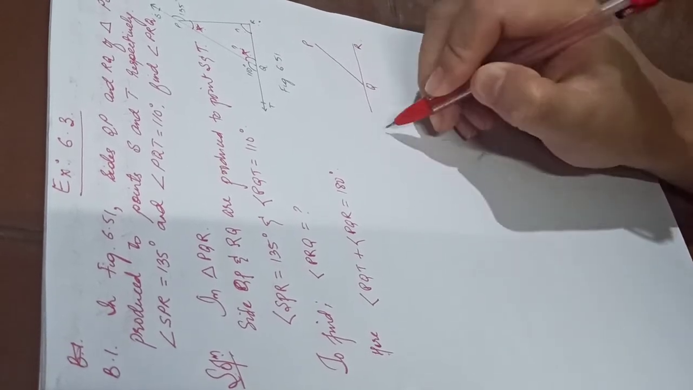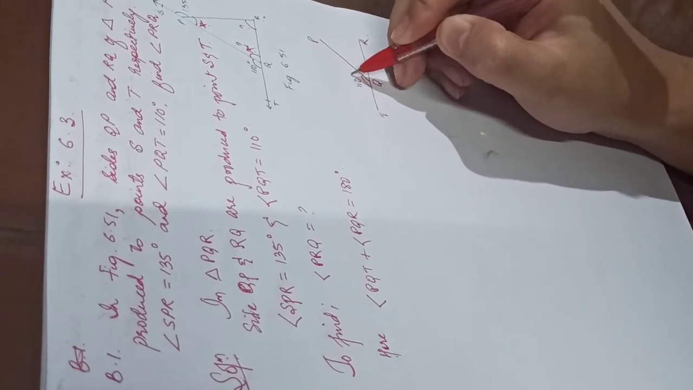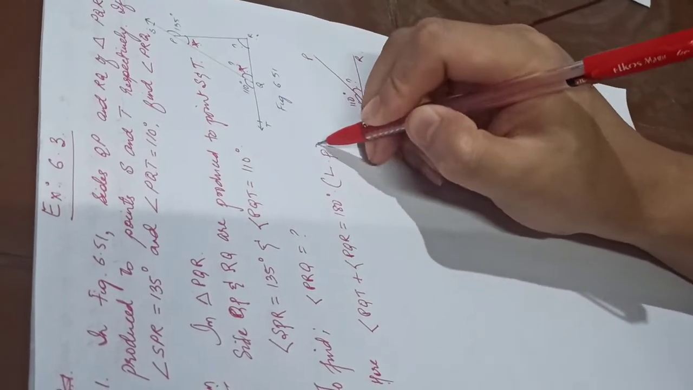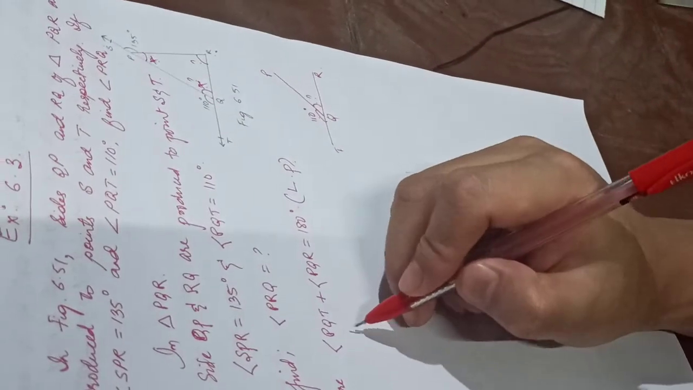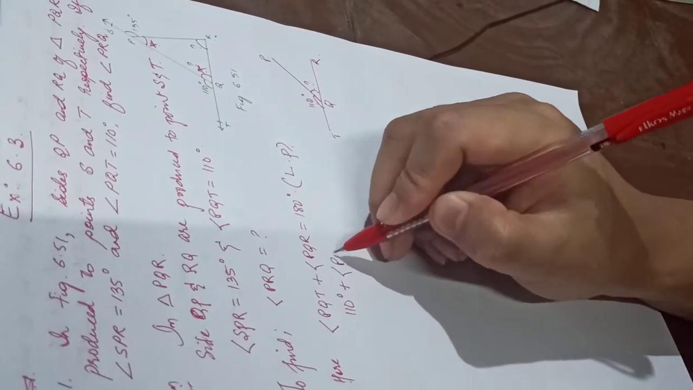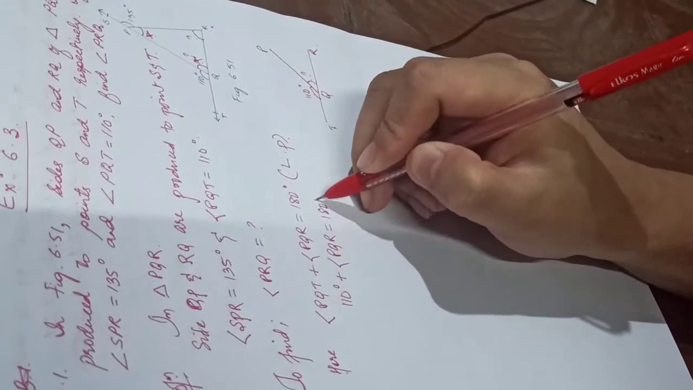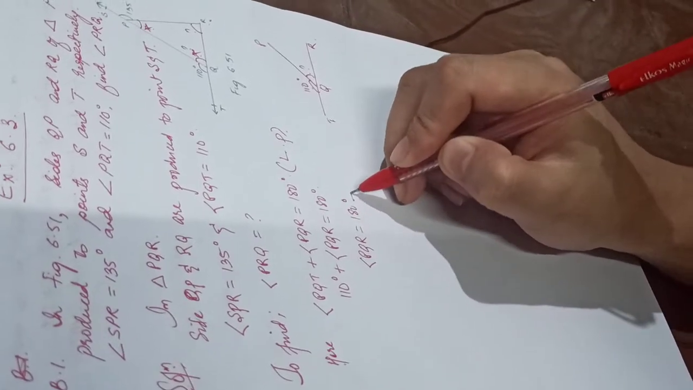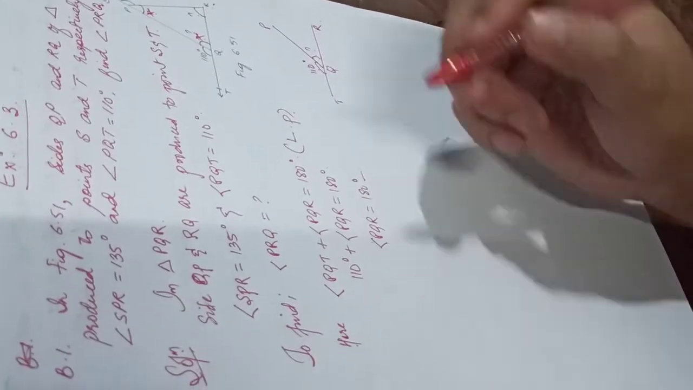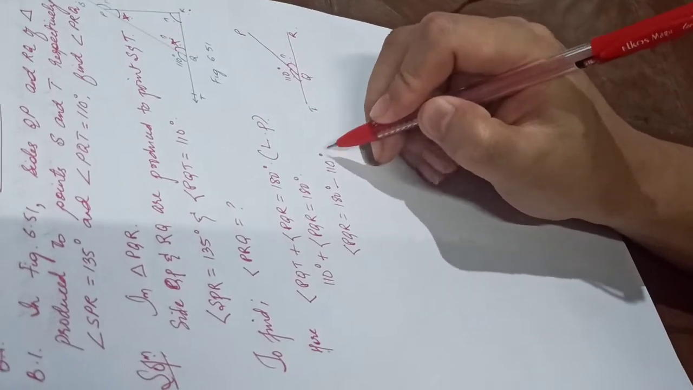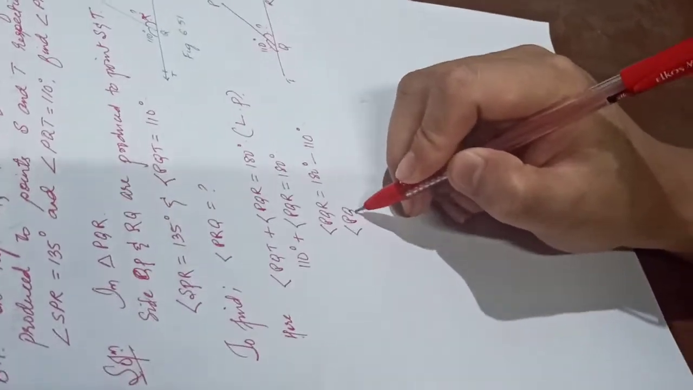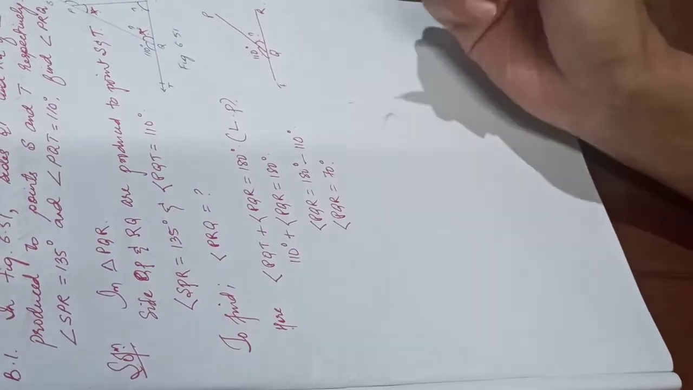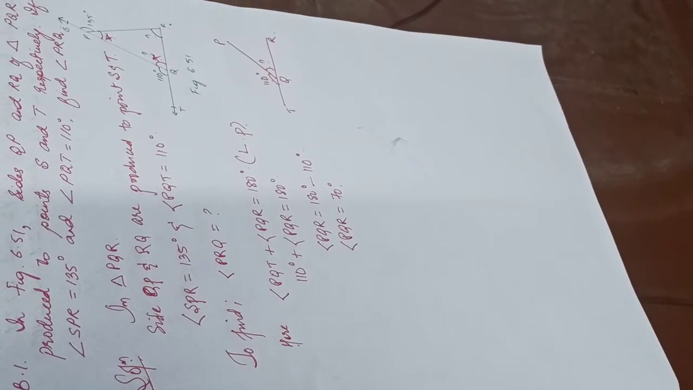P, Q, R and T. This is 110 degrees. So the sum of these two angles forms a linear pair. So your angle PQT is 110 degrees plus angle PQR equals 180 degrees. That gives angle PQR equal to 180 degrees minus 110 degrees, on transferring becomes minus 110 degrees. That gives angle PQR equal to 180 minus 110, which is 70 degrees. I hope this is clear, right?